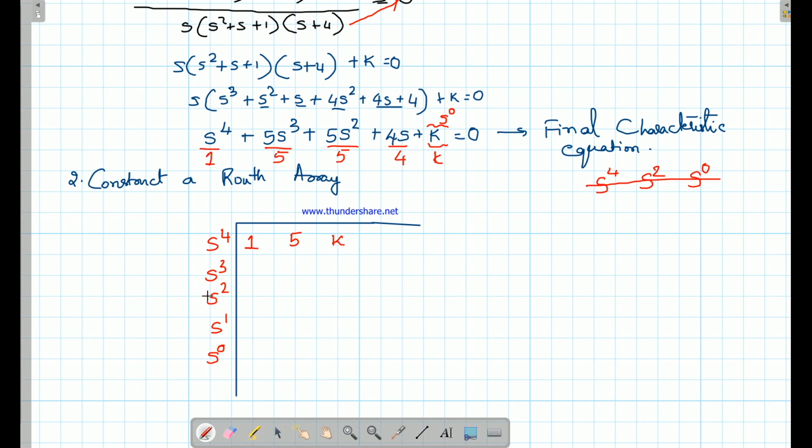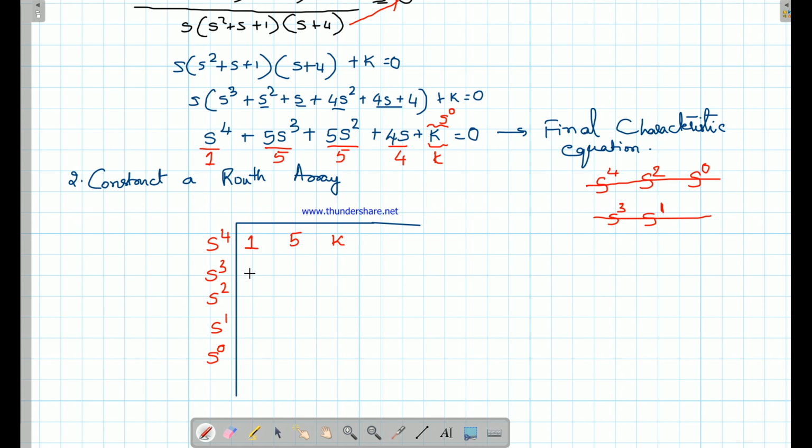Now coming to the next one, here s power 3 is going to begin. So it means that it is an odd number. So you need to go to the next odd number. Okay. So here, starting from s power 3, the next odd number will be s power 1. Next odd number means you should go towards lesser value, not towards greater value.